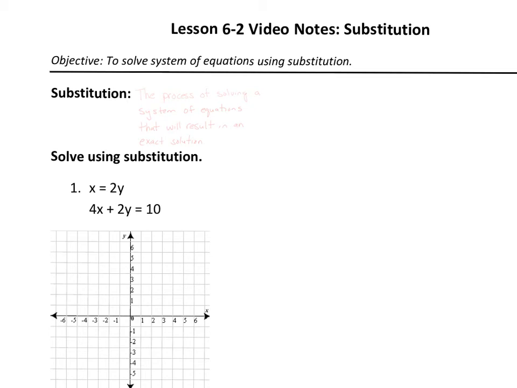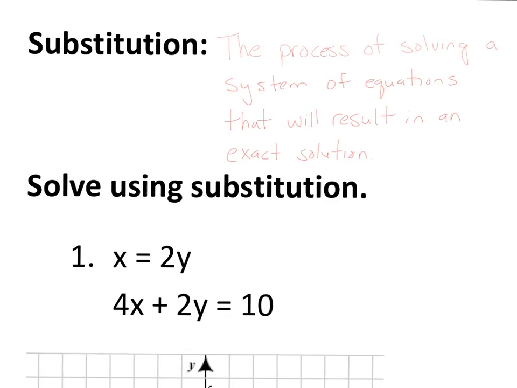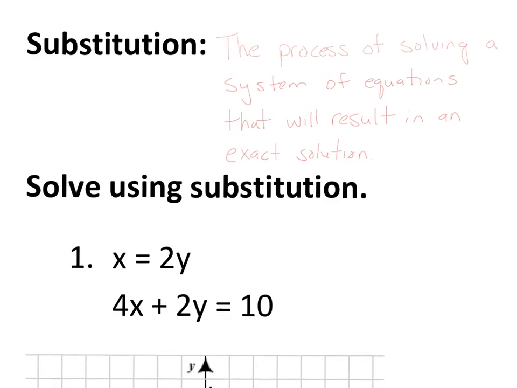All right, we're going to be working in lesson 6.2 today, and it's going to be called substitution. And this is going to be a method that we're going to use to solve a systems of equations. Okay, so let's define what substitution is first. The process of solving a systems of equations that will result in an exact solution.